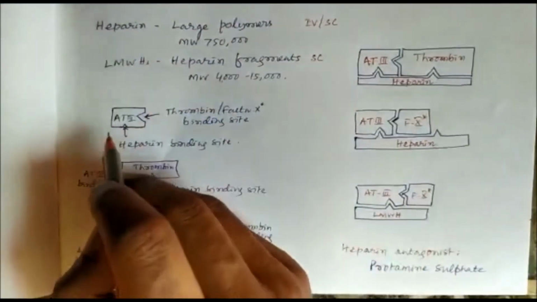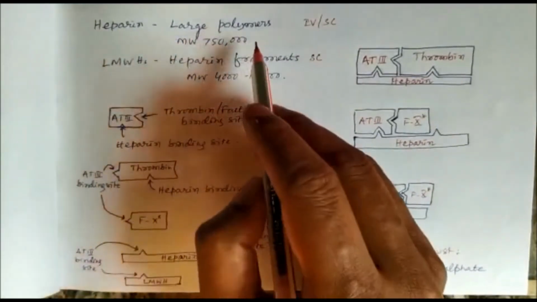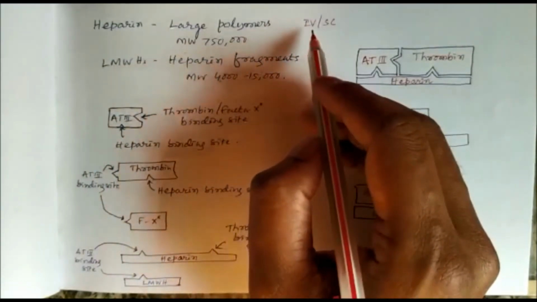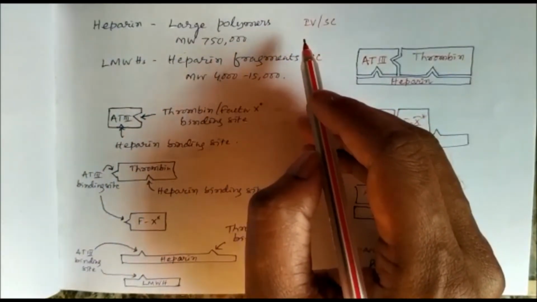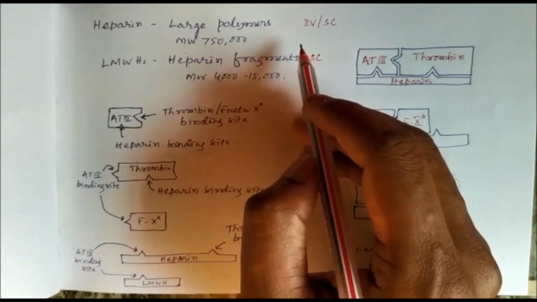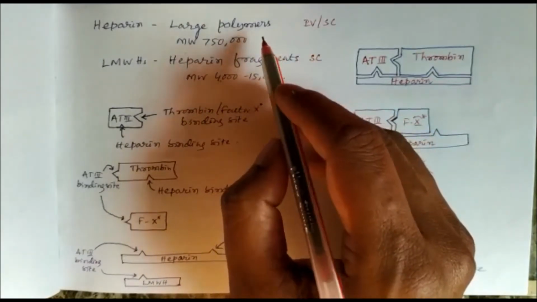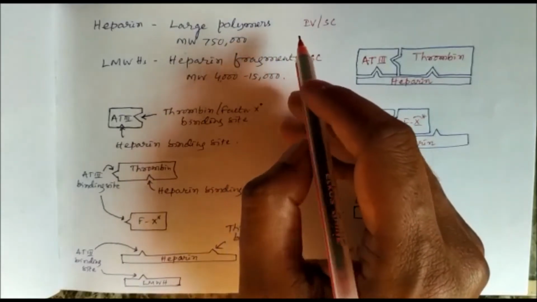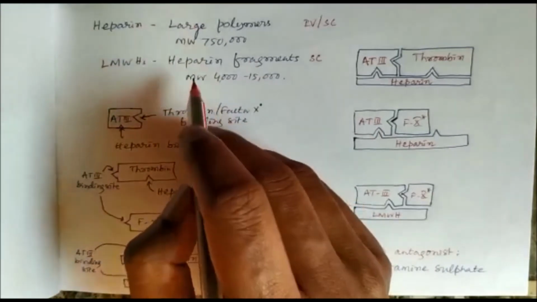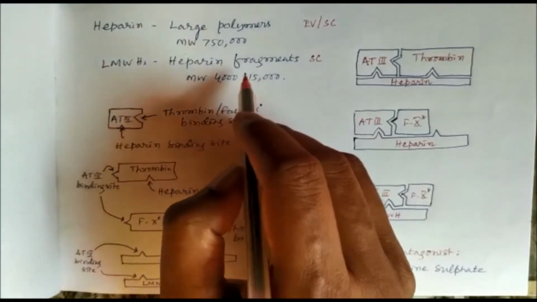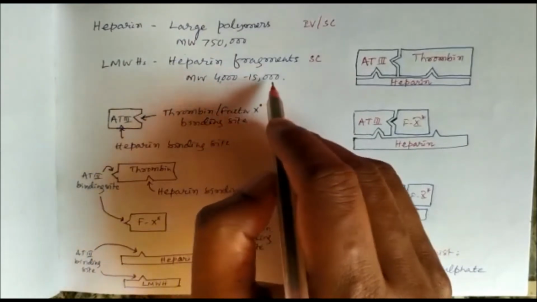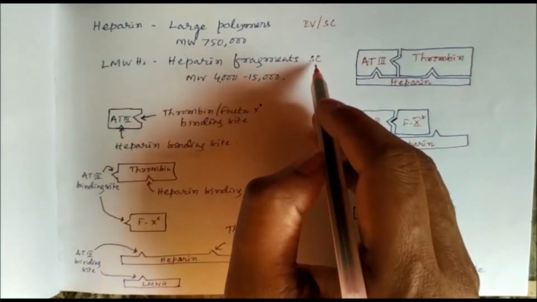Heparin is a large polymer with a molecular weight of about 750,000, and it can be used intravenously or subcutaneously. It does not cross the blood-brain barrier or the placenta, so heparin is the drug of choice in pregnancy. Low molecular weight heparins are heparin fragments with molecular weight of only 4,000 to 15,000. They are used subcutaneously.